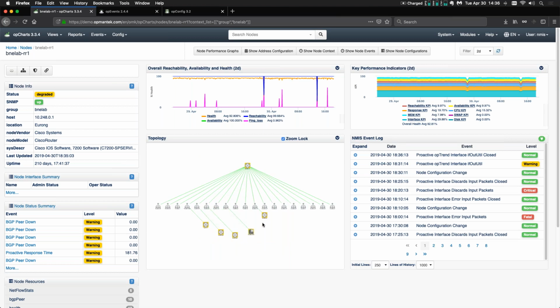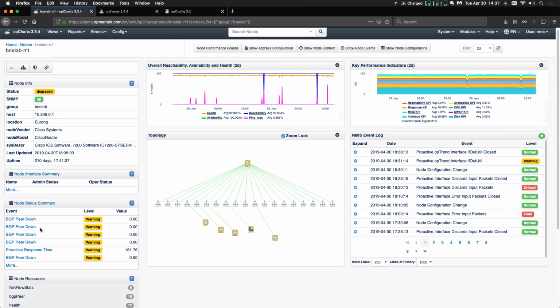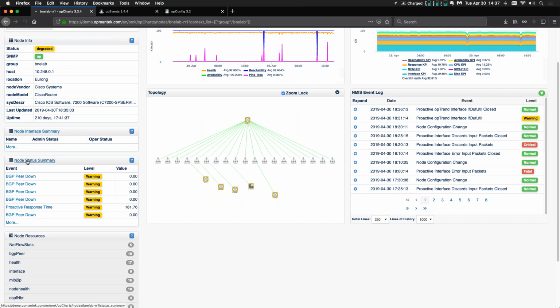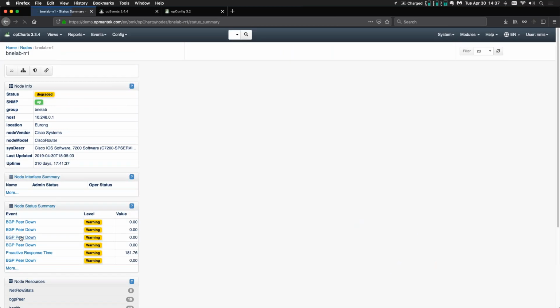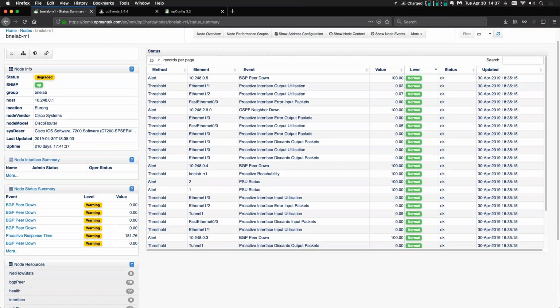Now this happens to be Opmantek's NMIS, Network Monitoring Information System, which is actually handling all of the pulling of information from this device. It's creating a detailed topological map, so we're understanding all of the different subnets this device supports and devices that are on the end of that subnet. We're also breaking out lots of information here down the left-hand side, node status summary. So we're seeing all of the different warnings that we have. So several BGP peers are down.